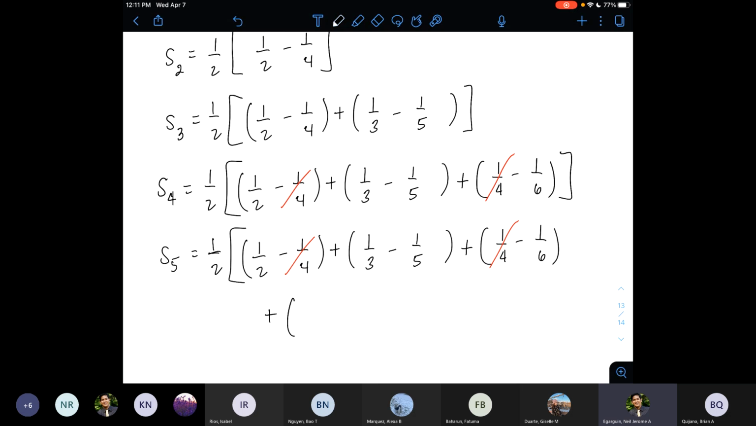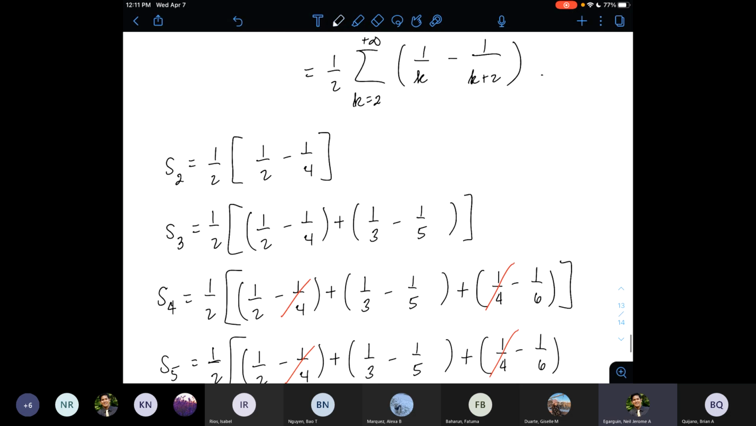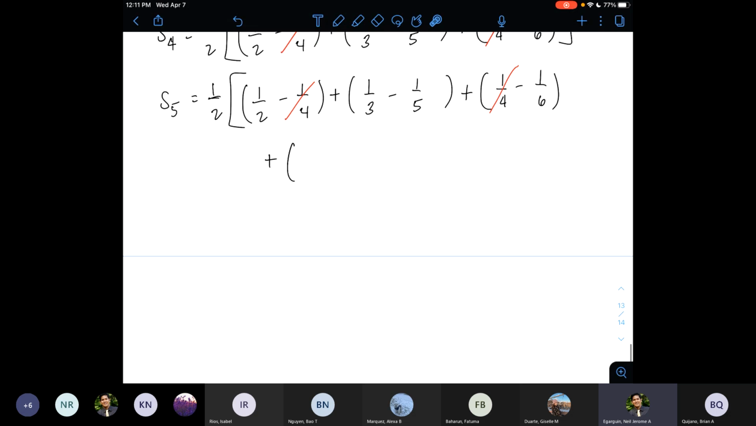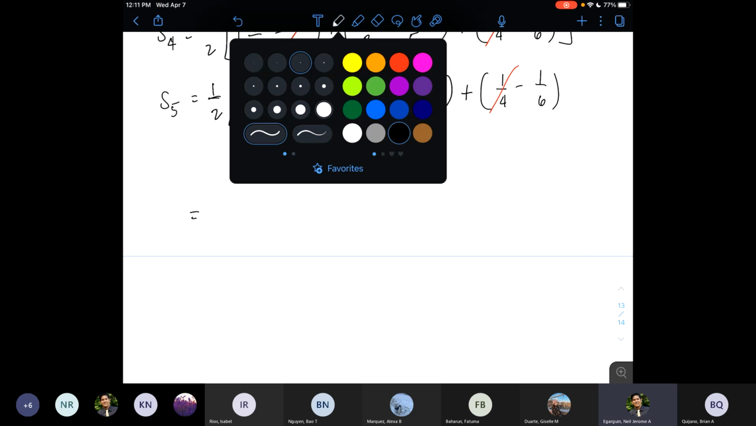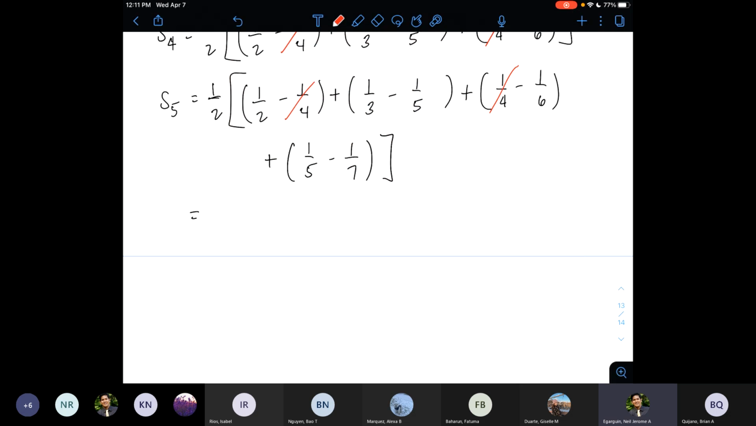Plus, what do I get when k is equal to 5? When k is 5, I'll have 1/5 minus 1/7. Now, can we cancel some things? Yes, I have a minus 1/5 here, and I have a positive 1/5 there. I'll still have 4 terms left, right?